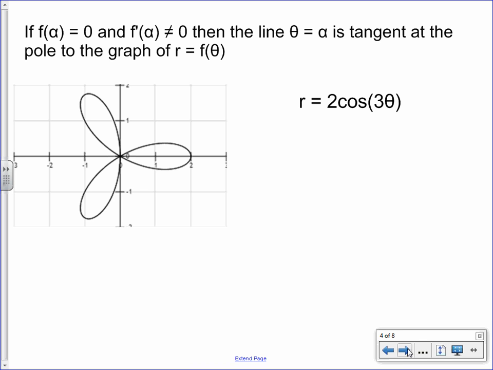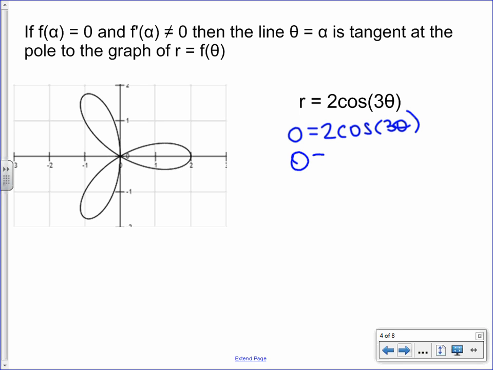Okay, so we have r equals 2 cosine of 3 theta. I want to know where this crosses the pole, which means we find the zeros. How many zeros does this polar curve have? 1, 2, 3. Okay, it starts here because it's cosine. We have 1, 2, 3.